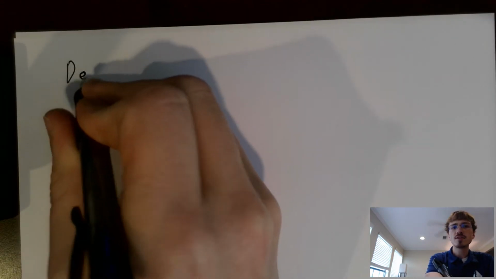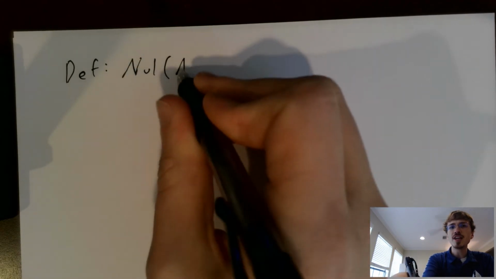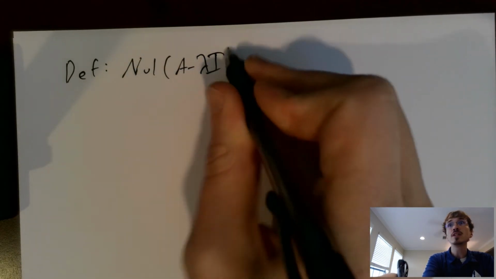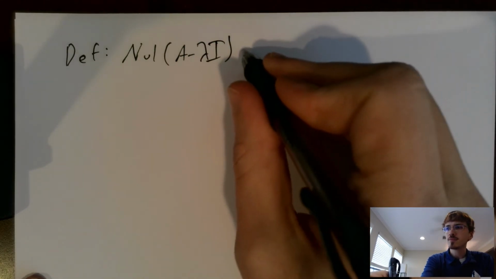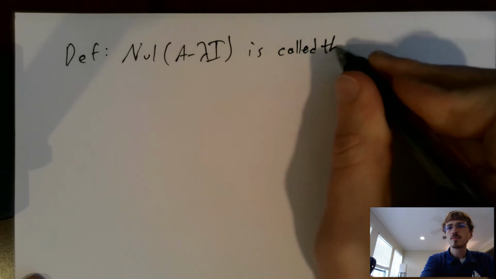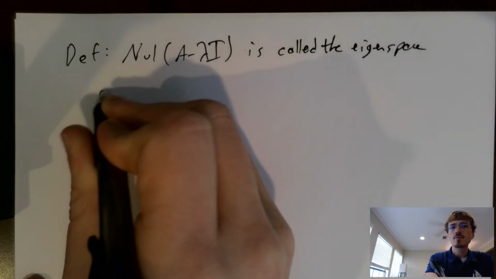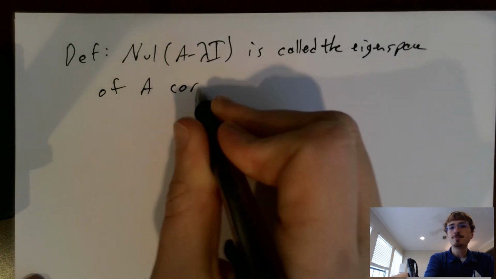So we have this really interesting null space. The null space of A minus lambda I has a really fun name. It's called the eigenspace corresponding to lambda.